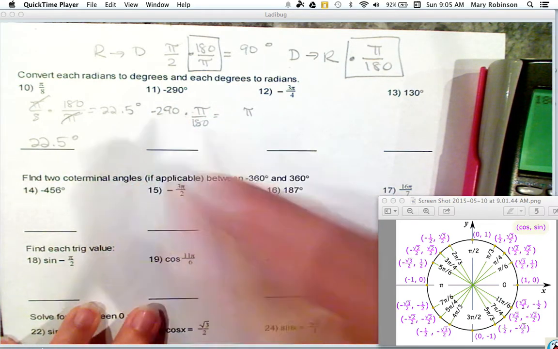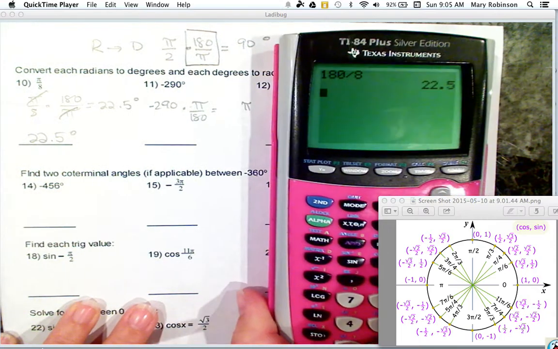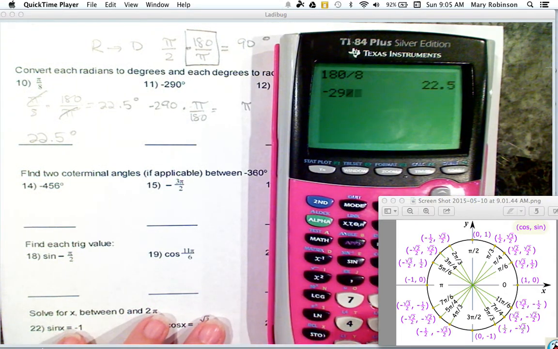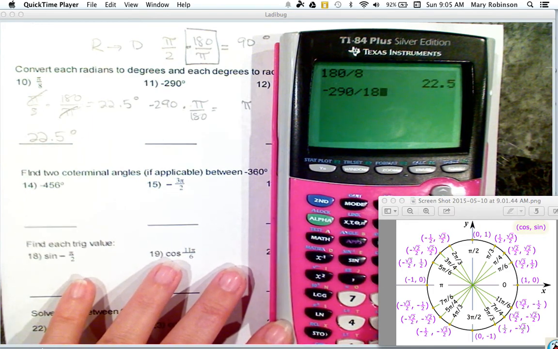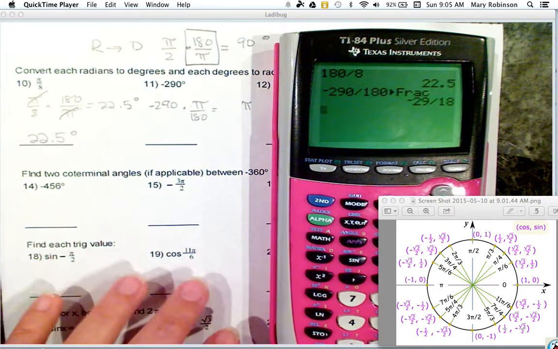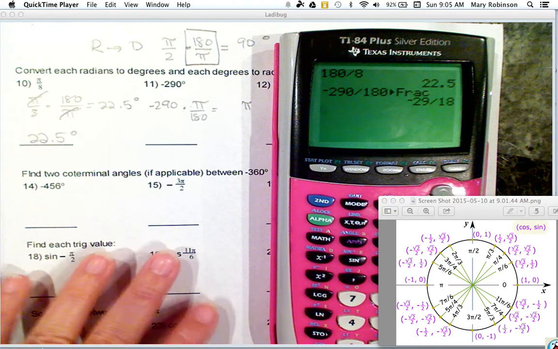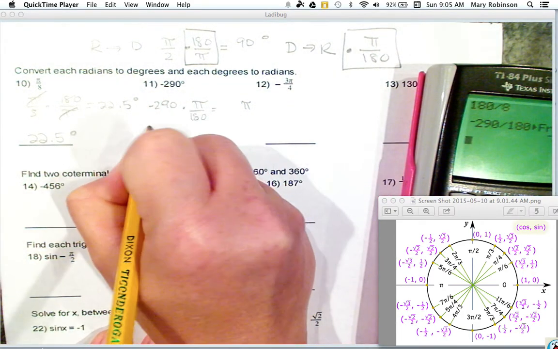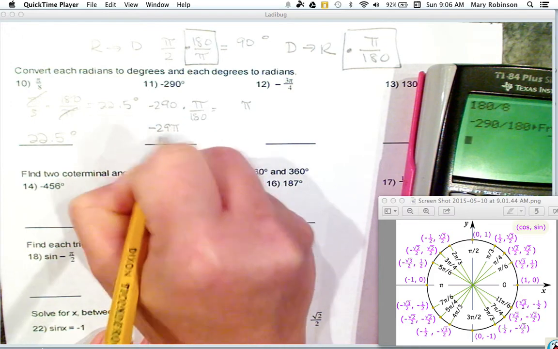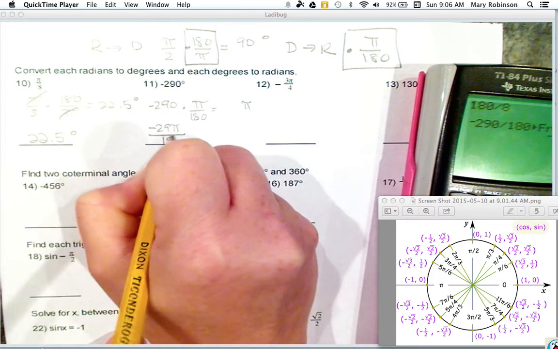So we're going to type in negative 290 divided by 180, and hit math, enter, enter. And we get negative 29/18. So I'm going to put the numerator on top with our pi and the 18 on the bottom.